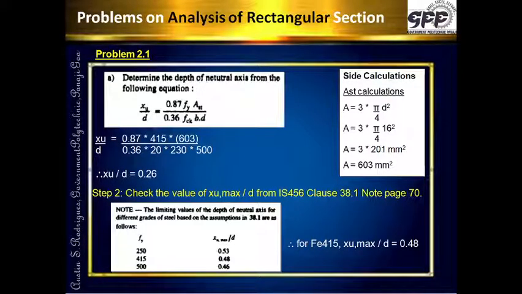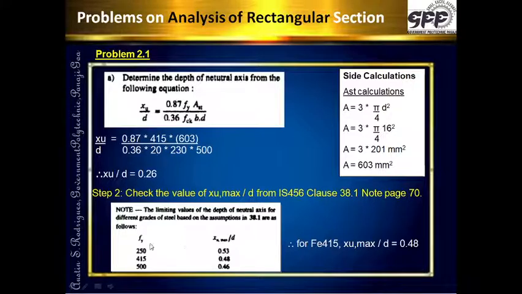Coming to step 2. In step 2, we check the value of the maximum or limiting XU upon D from IS 456 clause 38.1 page 70. In 38.1 assumptions, there is a note given. As a part of this note on page number 70, these values have been given. The value of limiting neutral axis or maximum neutral axis upon the effective depth. So this can be the maximum one. So the limiting values of the depth of the neutral axis for different grades of steel based on assumptions in clause 38.1 have been listed over here.